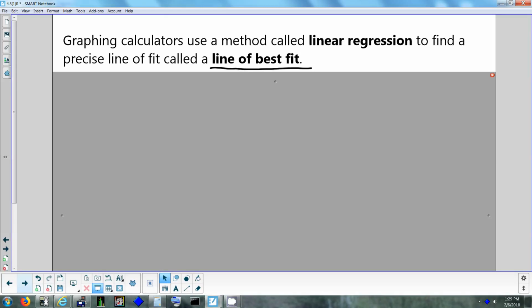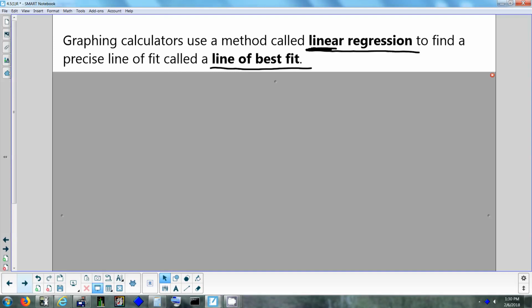How it does it, I'm going to save that for another class because the calculation itself is a little tough. But what the calculator is going to do is give us the best possible line for a set of data. Mathematically, it's the best you can do. It's not a guess. And that's called a line of best fit. The process of creating that line is called linear, notice the word line in it, linear regression.